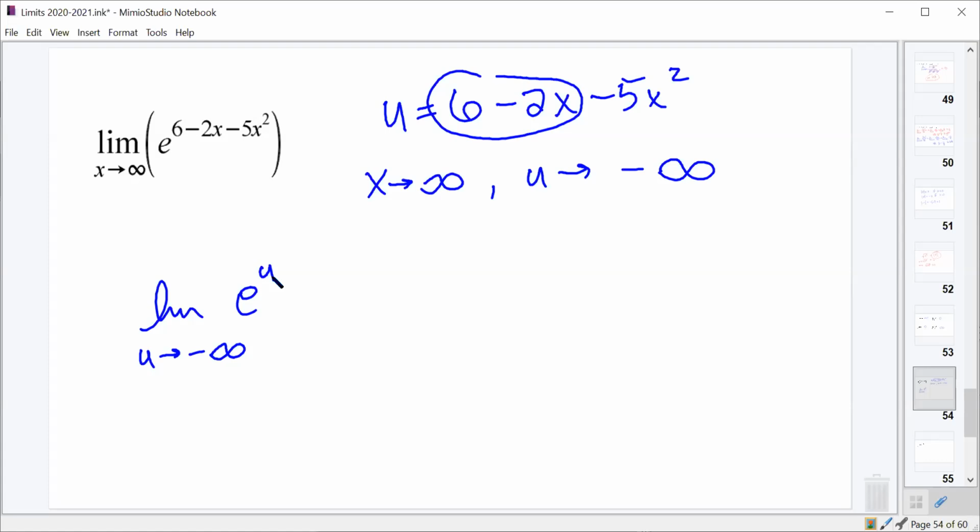And that one, we just figured out on the previous page. What does that one come out to be? 0. So we know that this function, e to the 6 minus 2x minus 5x squared, has a horizontal asymptote to the right of y equals 0, because we were originally looking at the limit as x approaches infinity of this function. Any questions on that?